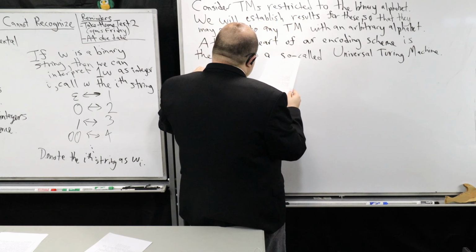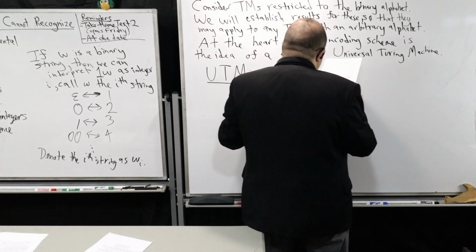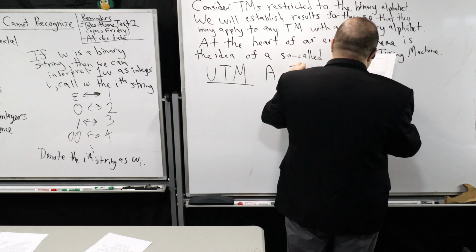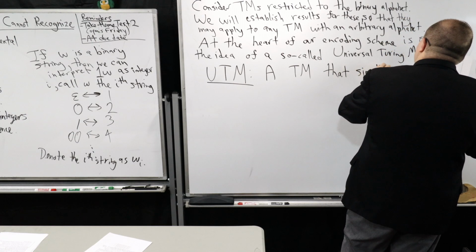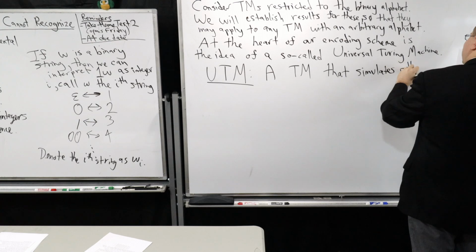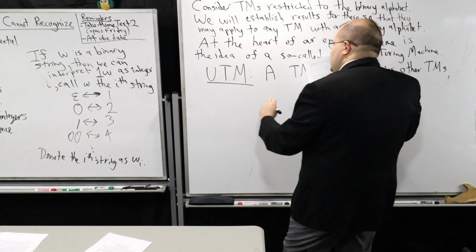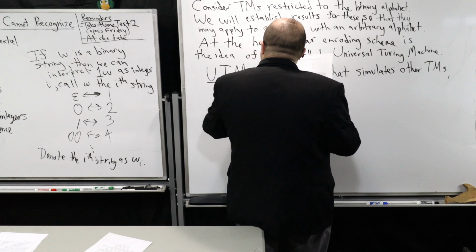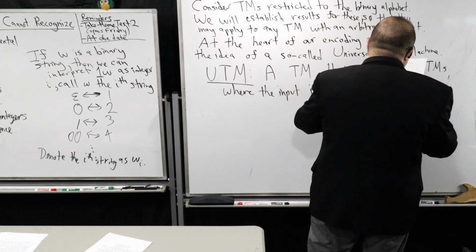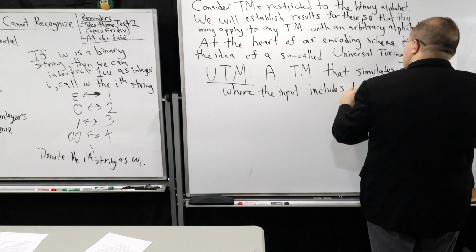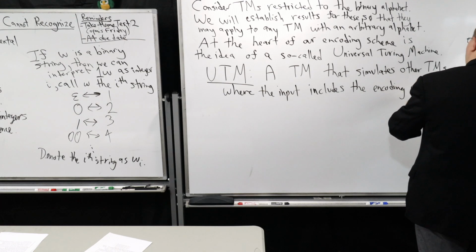So here's the idea of the universal Turing machine. I'm going to abbreviate it as UTM. It is simply a Turing machine that simulates other Turing machines, where the input includes the encoding of the Turing machine.